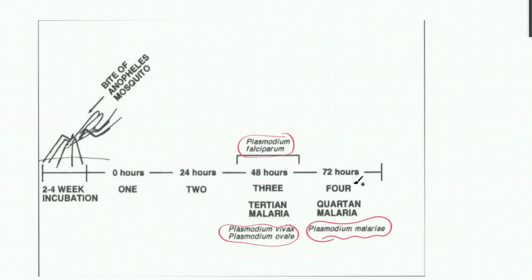So Plasmodium malariae is the fever and chills produced every 72 hours, which means every 3 days. And here Plasmodium vivax and ovale will produce the chills and fever every 48 hours, which means every 2 days. And Plasmodium falciparum, there is no specific interval for it, so it is produced irregularly.